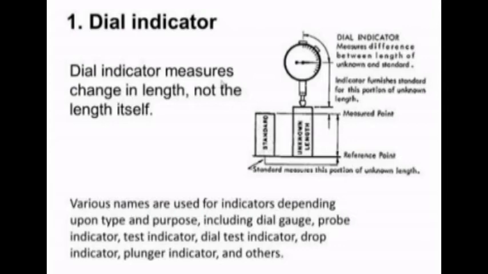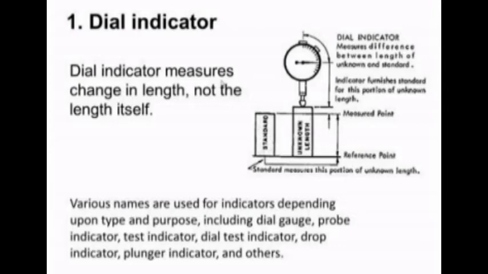Now we remove the standard and we place the workpiece whose height is to be checked. The workpiece is placed between the plunger and the reference point. So if the size of the workpiece is greater than the standard size, that is 10 mm, then there is an error or difference from the basic size. This difference in the size can be measured by using this dial indicator arrangement.